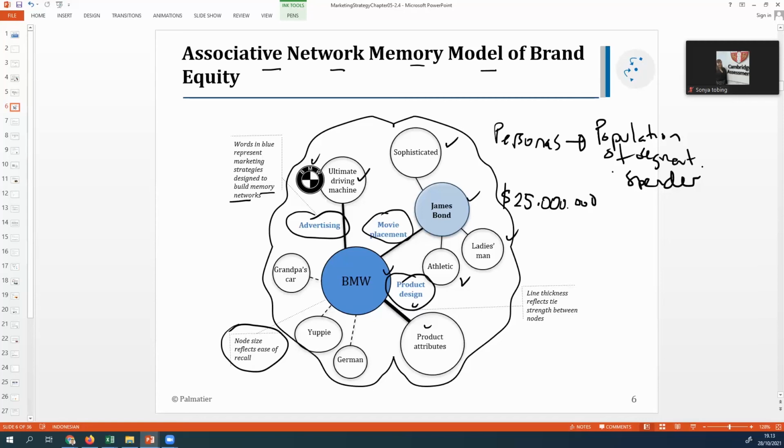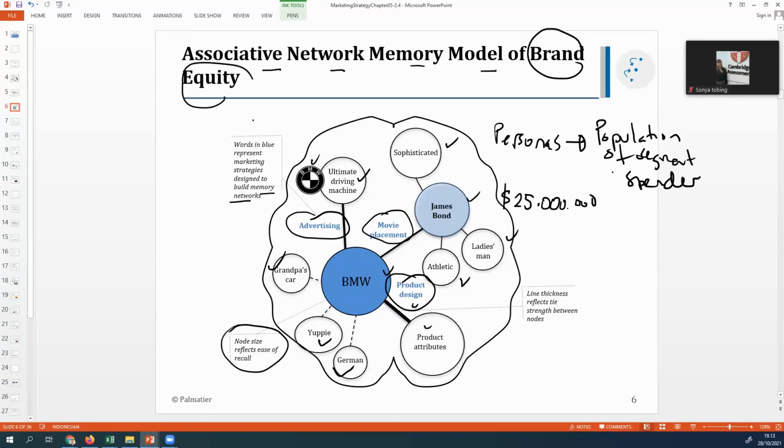But among all of those positives, there are also negative or relatively negative associations, that BMW is grandpa's car, Germany's car. So there is the associative network memory model of the brand equity.